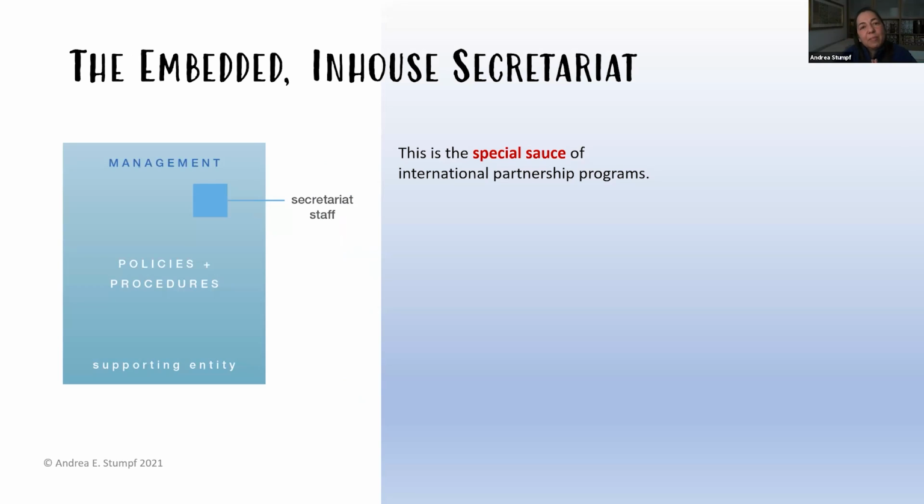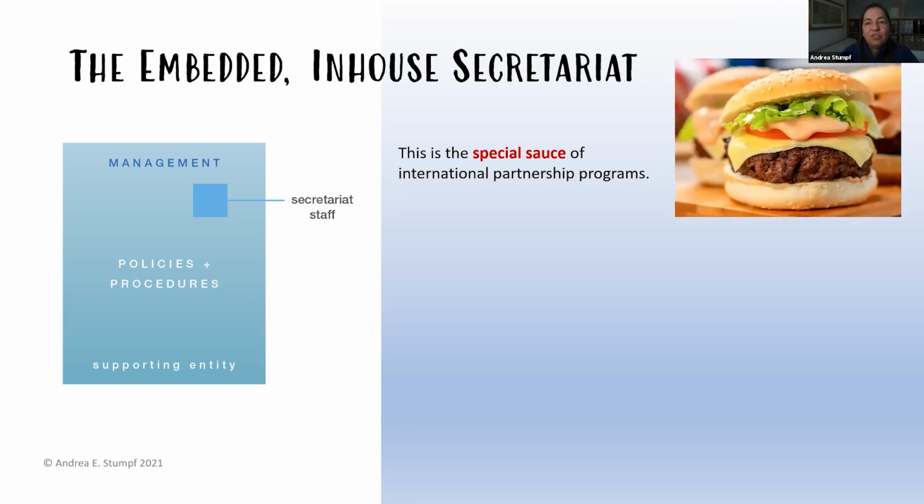So let's think about this. We have Secretariats in an existing organization, and we can think of it as an embedded, or another word is in-house Secretariat. I view this really as the special sauce of partnership programs. And if you need the image to go with it, here's your Big Mac with that special sauce. I encouraged you to think of it as a set of functions and as a thing, but I also now want you to think of the Secretariat as staff.